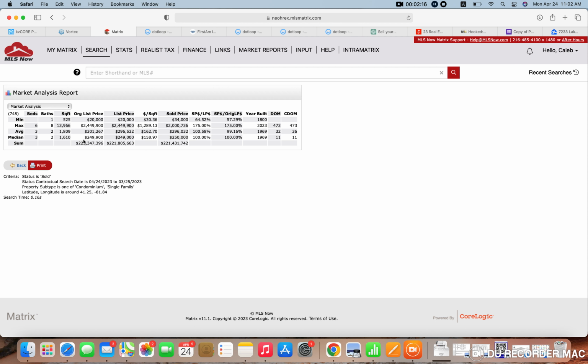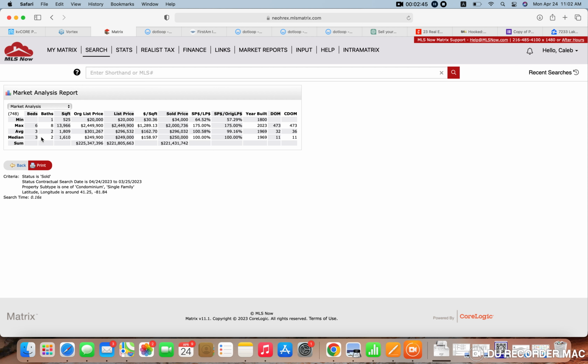Oftentimes they are going to be that for the max or the min, but not necessarily. So that's just what we're looking at here. The data that I like to look at, because the maximum and minimums are going to be your outliers. Obviously, there's not very many 14,000 square foot houses around here. There's also not very many 525 square foot houses around here. We don't see a ton of $20,000 sales or a ton of $2.5 million sales. So this is just the past 30 days. And that's why I like to look at the average and the median. And I do look at both.